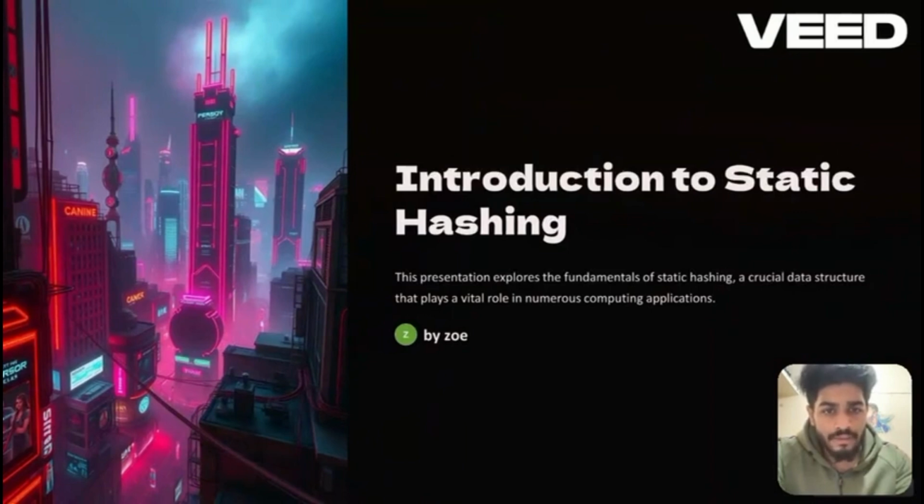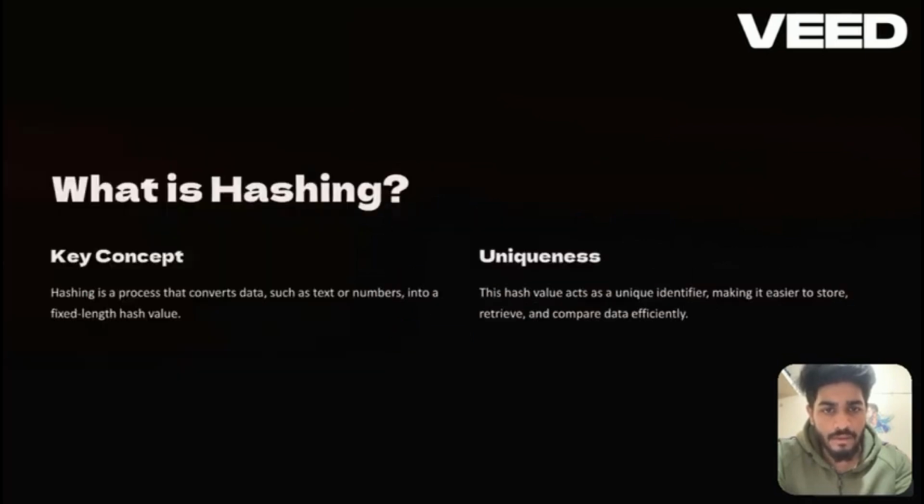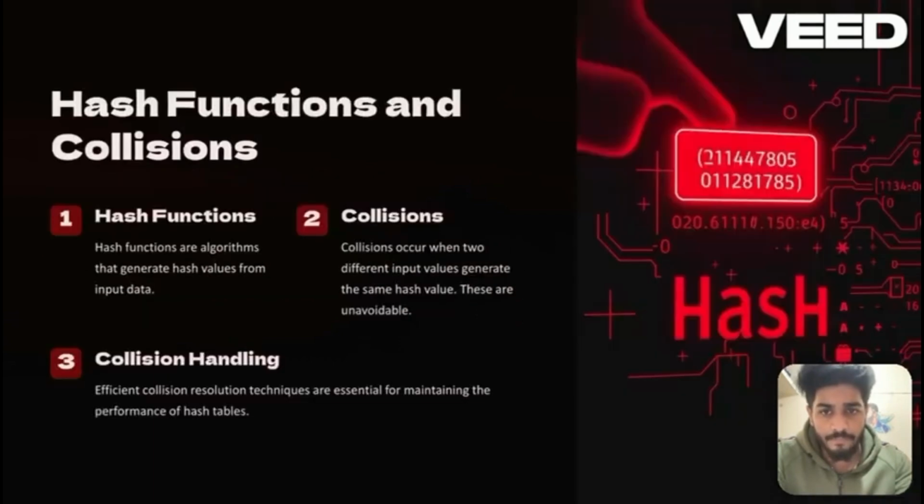This presentation explores the fundamentals of static hashing, a crucial data structure that plays a vital role in numerous computing applications. What is hashing? Key concept. Hashing is a process that converts data such as text or numbers into a fixed length hash value. Uniqueness. This hash value acts as a unique identifier, making it easier to store, retrieve, and compare data efficiently.